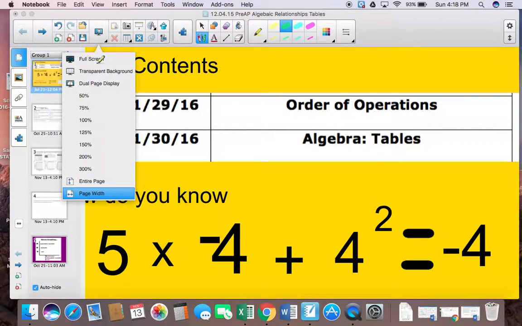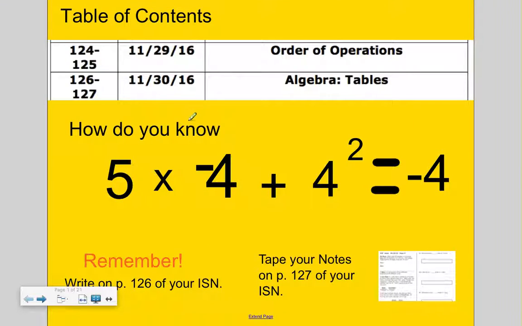This lesson is over algebra representation using tables. So let's look at our how do you know. What is 5 times negative 4 plus 4 squared? This is an expression right here, and it's equivalent to negative 4.